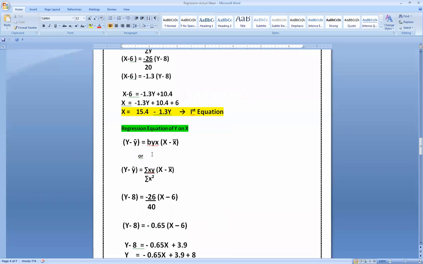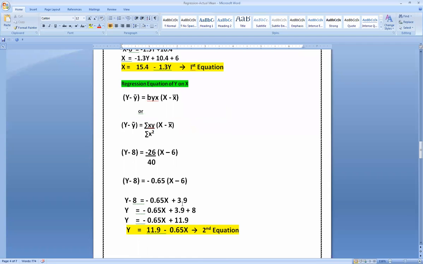Y minus y mean equals byx, which is summation xy divided by sigma deviation x square, into x minus x bar. Now we are going to substitute all the values calculated in the table.